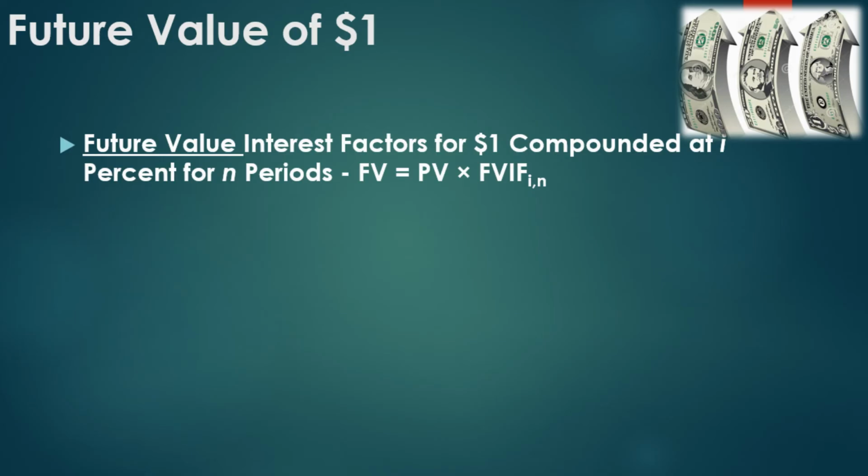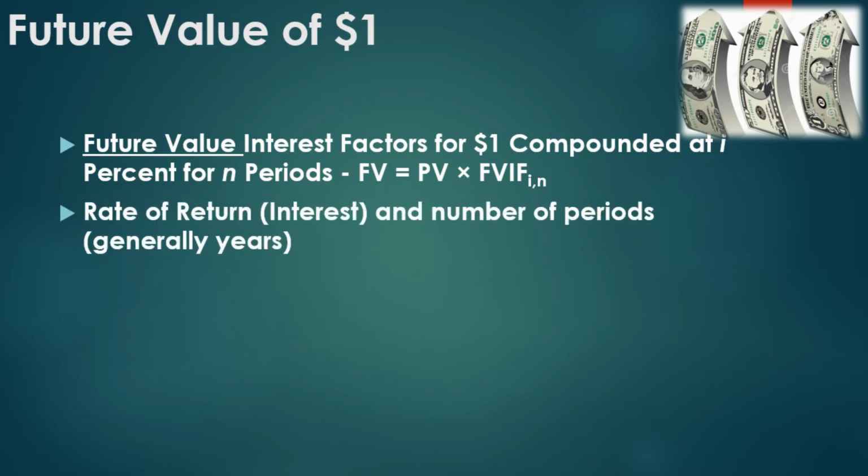The future value interest factors for $1 or a lump sum single investment, compounded, added upon itself, interest earning interest, at I% for n periods. Wow, that's like a mouthful. Formulas like, whoa, what are you talking about? Well, let's break that down.